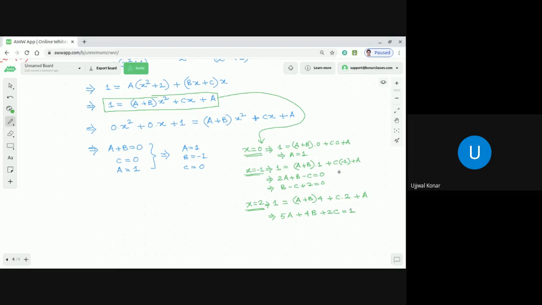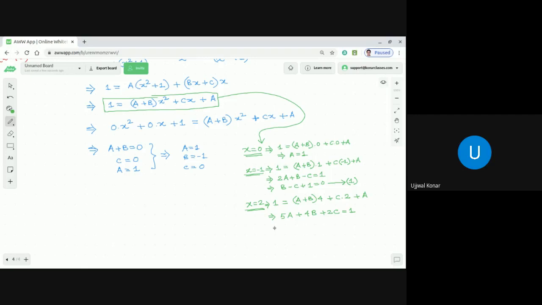Just a minute, I think I made a mistake here. In the previous one, 2a plus b minus c should be equal to 1. Am I right, dear students? Yes. 2a plus b minus c should be equal to 1. We know the value of a is equal to 1, so here it should be 1. Suppose I call this equation 1. So in this next one we get 5a plus 4b plus 2c is equal to 1.